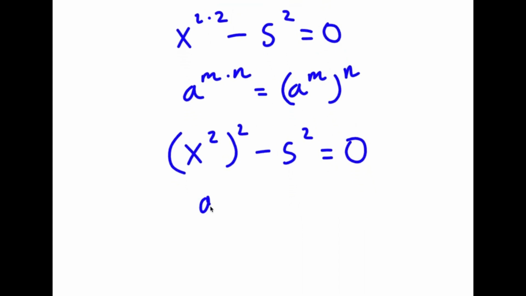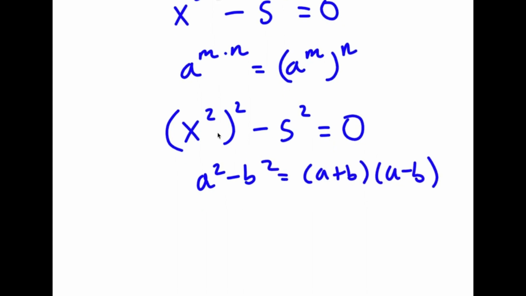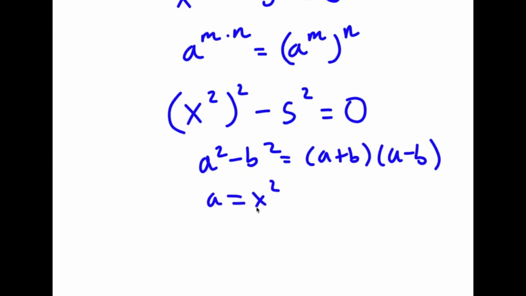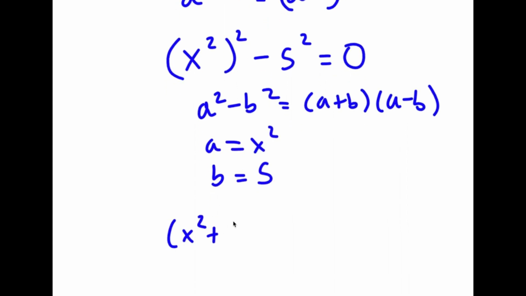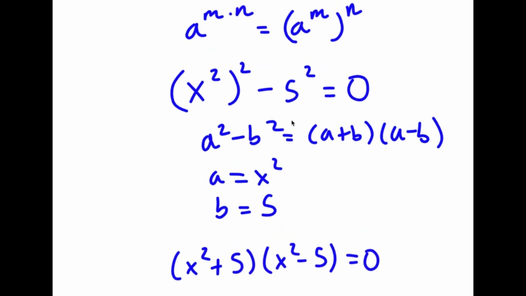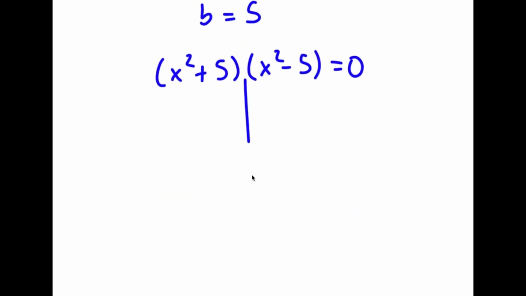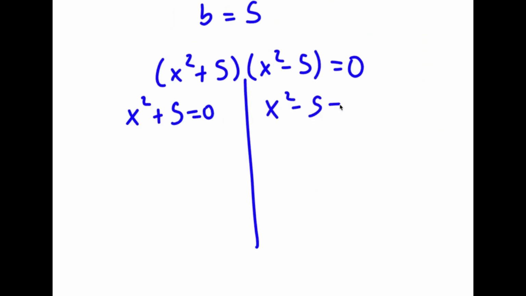Now, if I have something in the form a squared minus b squared, this is equal to a plus b times a minus b. So in this case, a is x squared and b is 5. So I have x squared plus 5 times x squared minus 5 is equal to 0. So now this gives me two equations. I have x squared plus 5 is equal to 0, and I have x squared minus 5 is equal to 0.